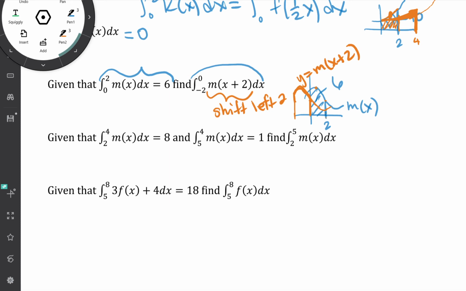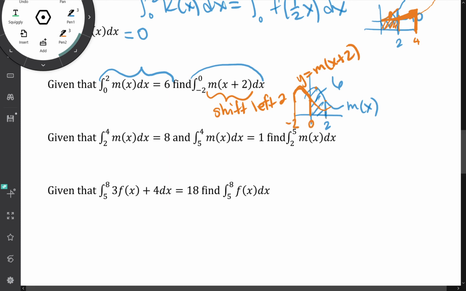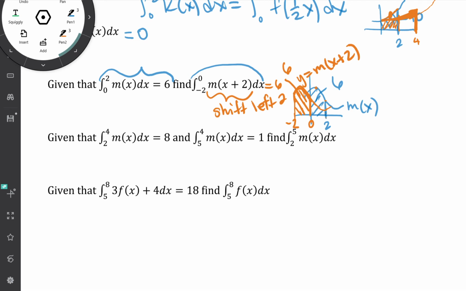But that's not actually what I'm asked for. I'm asked for the area between -2 and 0. And if you think about this, I just took everything between 0 and 2 and slid it over, so it's between -2 and 0. So it should be exactly the same area. So this is actually a fair question. If you shift the function to the left 2 and you shift the limits to the left 2, you've actually caught the exact same area the original function would have caught.